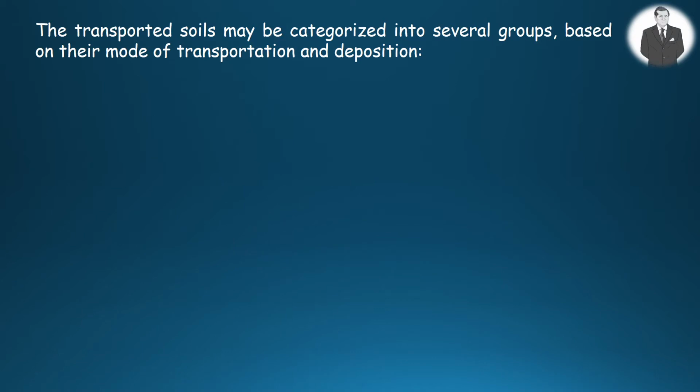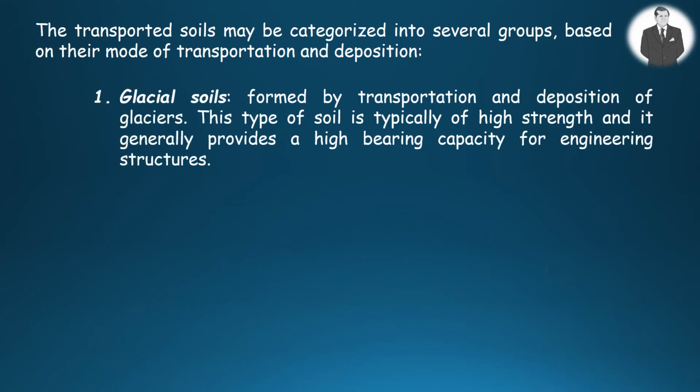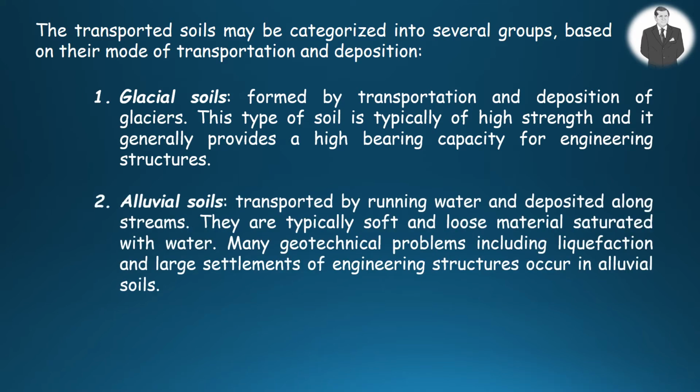The transported soils may be classified into several groups depending on their mode of transportation and deposition. Glacial soils are formed by transportation and accumulation of glaciers. This type of soil is typically of high strength and it generally provides a high bearing capacity for engineering structures.